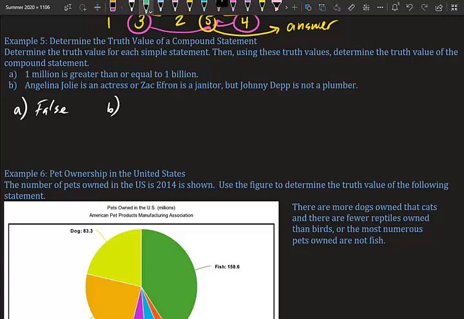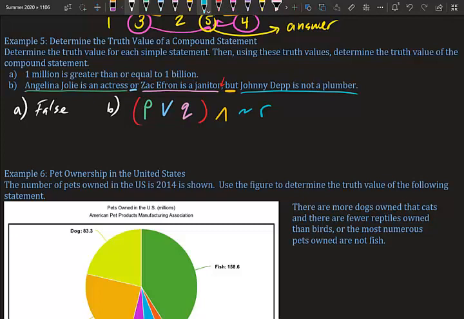So as we go along, our first subject is Angelina Jolie is an actress. So that's P. Our connective is or. Next object, Zac Efron is a janitor. Since we have that comma, we're talking about parentheses. Then we have the word but. Remember, but just means and. Our next object, Johnny Depp is not a plumber, so negation R.